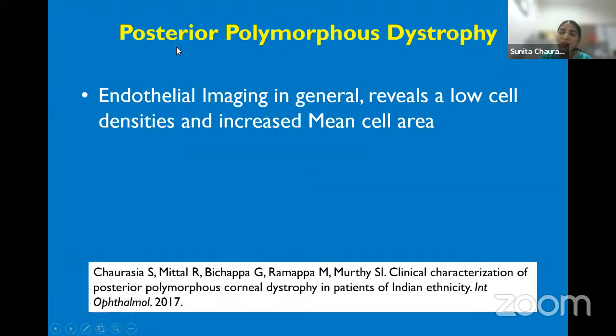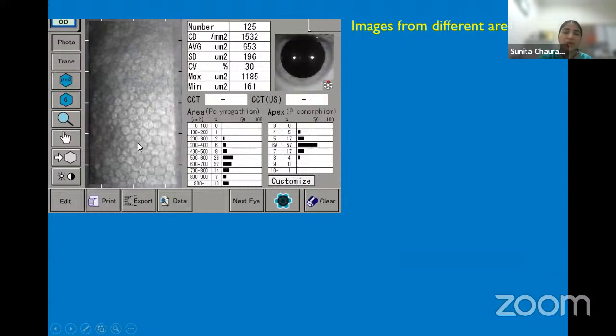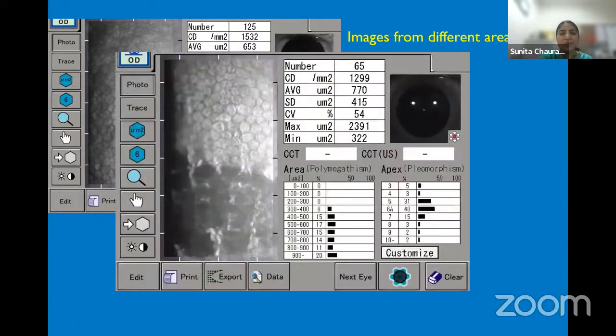So many other entities have very peculiar endothelial characteristics. One such dystrophy that one needs to be aware of is posterior polymorphous dystrophy. In this, endothelial imaging in general reveals a low endothelial cell density. The cornea may be compact, but there's an increased cell area and low endothelial cell density in these eyes. This is just to show one patient who's 25 years old, and both eyes are involved. One eye has a serpentine band-like pattern and dots and vesicles, and the left eye shows more prominent findings of bands and vesicles. So this is the specular image captured from different parts of the eye, showing low endothelial cell density. And these are certainly not normal for a 25-year-old patient to have this amount of cell density and this cell area.